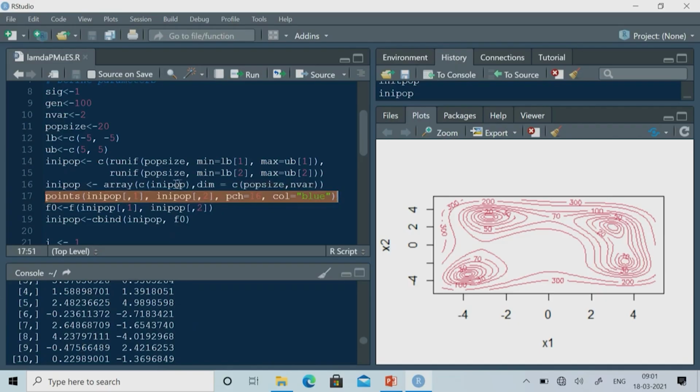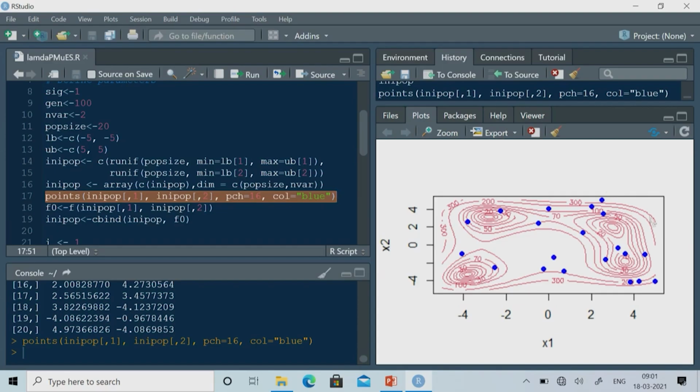Now, I would like to plot these points over this contour. So, let us run this particular line. You will get the population over this contour.